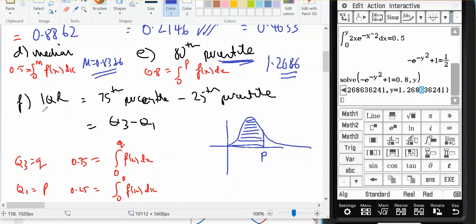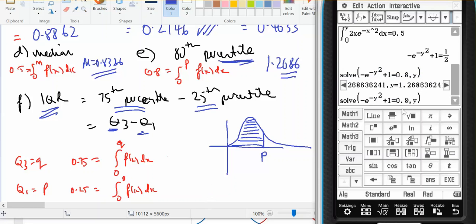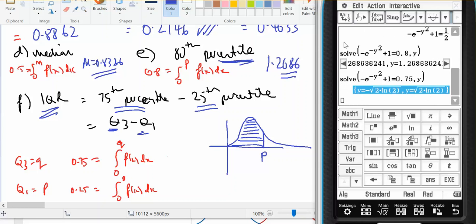And lastly, interquartile range. Interquartile range is between the 75th percentile and the 25th percentile, or the third quartile minus the first quartile. So if I take this, then I'm looking for the third quartile, which is 0.75, and that gives me an answer which is 1.774002, and I'll put that down there.